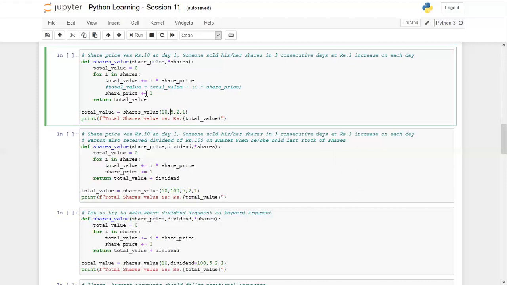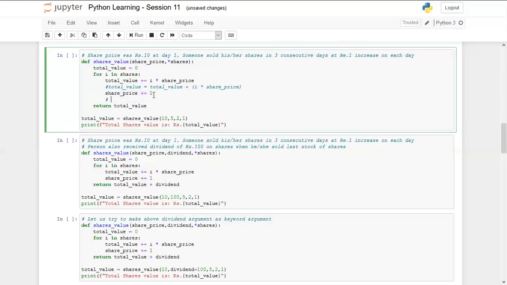Now we have to increment the share price from 10 to 11, because the share price is increasing each day by rupees 1. So I have used share_price += 1. And this is again similar to share_price = share_price + 1. So this statement is similar to the upper one. Okay, so now after the first iteration, the share price value is 11, and again it will process the next statement.